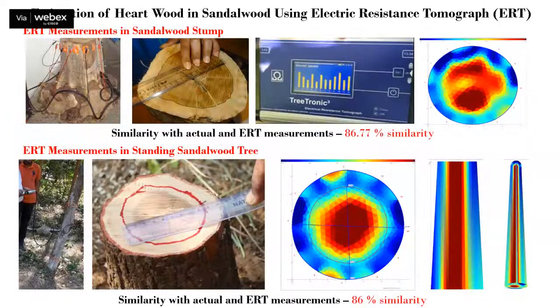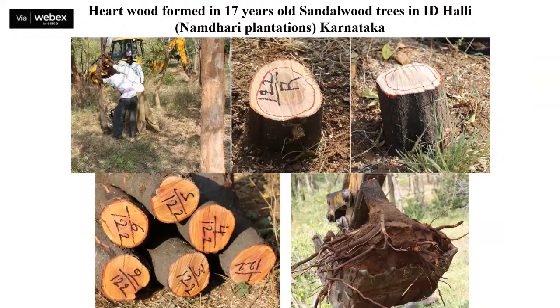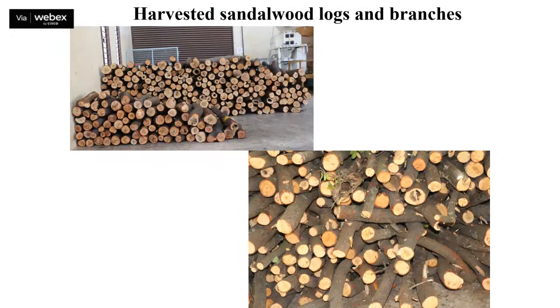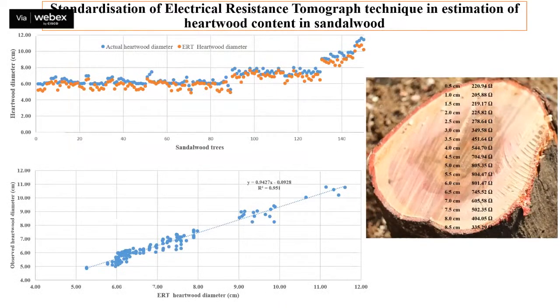And after knowing this, we came to know there was 86% similarity in stumps, where the tree was cut, and the standing tree it was 86%. And then we worked further in Namdari plantation, which was a 30-acre plantation, with sandalwood grown with Rhytia tinctoria as host. In this, we measured the ERT, and also actual readings were taken after cutting the trees, and these were the harvested logs and branches.